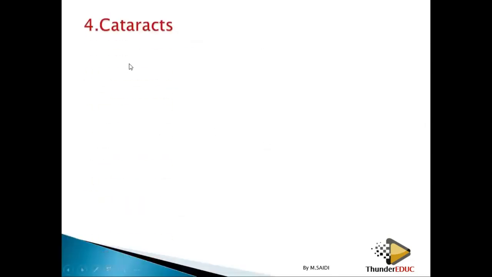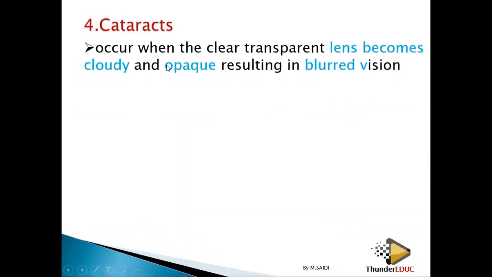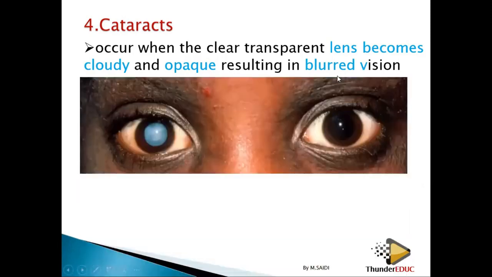The last one is what is called cataracts. Cataracts is like a milk substance in your eye. It occurs when a clear transparent lens becomes cloudy and opaque. It does not allow light to go through, resulting in blurry vision. This is the normal eye, and this is how the person with cataracts looks. It clouds, it becomes like milk, and then it solidifies.